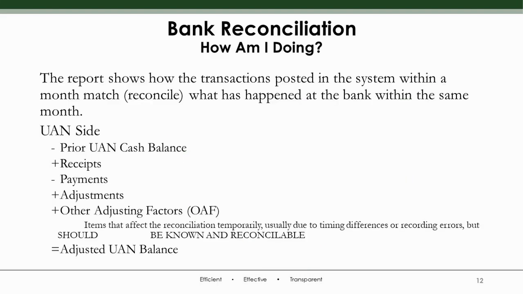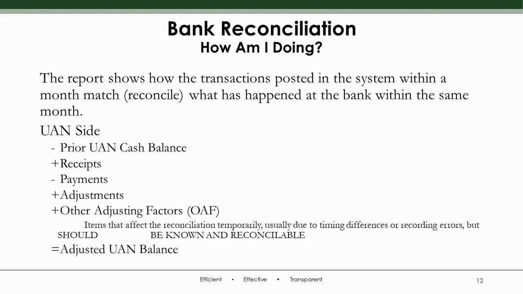Now we come to one of the most important reports in UAN, the bank reconciliation report. It's important because it answers the question, how am I doing, through the managing and controlling position function. This report shows how transactions posted in the UAN system within a month match, also known as reconciling, what has happened at the bank within the same month.